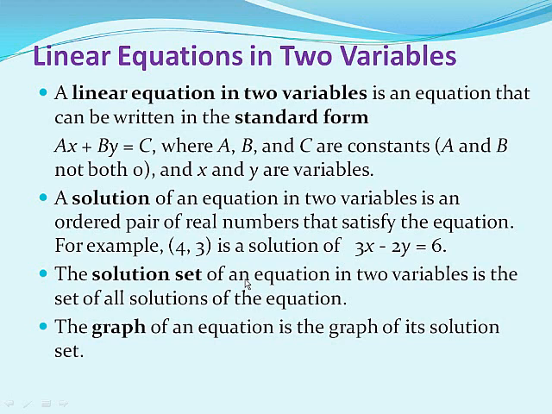A solution of an equation in two variables is an ordered pair of real numbers that satisfy the equation. For example, 4, 3 is a solution of the equation 3x minus 2y equal to 6. The solution set of an equation in two variables is the set of all solutions of the equation. The graph of an equation is the graph of its solution set.